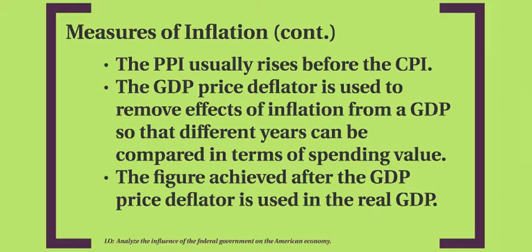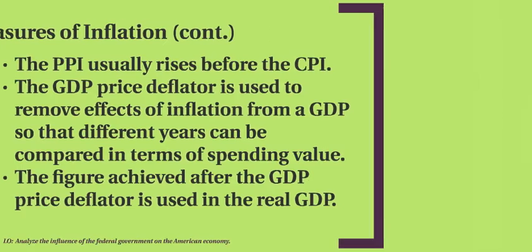For example, if you wanted to take the GDP figures from 1955 and compare them with 2015, I think overall the economy was a lot healthier in 1955 than it is in 2015. But just looking at raw GDP data, due to inflation, our GDP is going to be much, much higher. But when you actually adjust for inflation, that's another story. The figure achieved after the GDP price deflator is used is the real GDP.